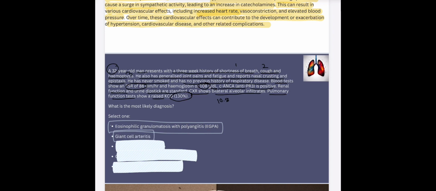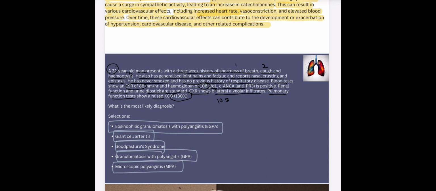C-ANCA anti-PR3 is positive. Renal function and urine dipsticks are normal. Chest X-ray shows bilateral alveolar infiltrates. Pulmonary function tests show a raised KCO of 130. What is the diagnosis? Eosinophilic granulomatosis with polyangiitis, EGPA. Giant cell arteritis. Goodpasture syndrome. Granulomatosis with polyangiitis, GPA. Microscopic polyangiitis.